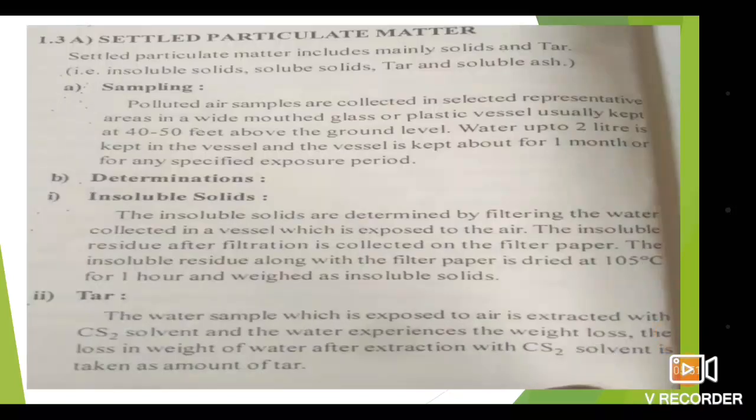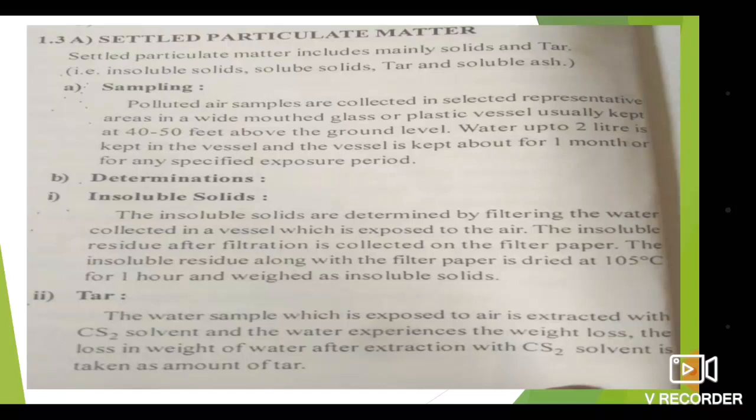What is the method for determination of insoluble solid? The insoluble solids are determined by filtering the water collected in a vessel which is exposed to the air. The insoluble residue after filtration is collected on the filter paper, and the insoluble residue along with the filter paper is dried at 105 degrees Celsius for 1 hour and weighed as insoluble solid. So this is a simple method to determine the insoluble solids.